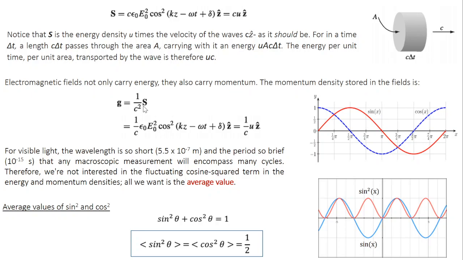Okay. So expand S, you get 1 over c epsilon naught E naught squared cos squared (kz minus omega t plus delta) in the z cap direction, or in terms of energy density, S is c multiplied by U. So divide by c squared, you get 1 over c U in the z cap direction. So these are the instantaneous values of energy density, flux density and momentum density.